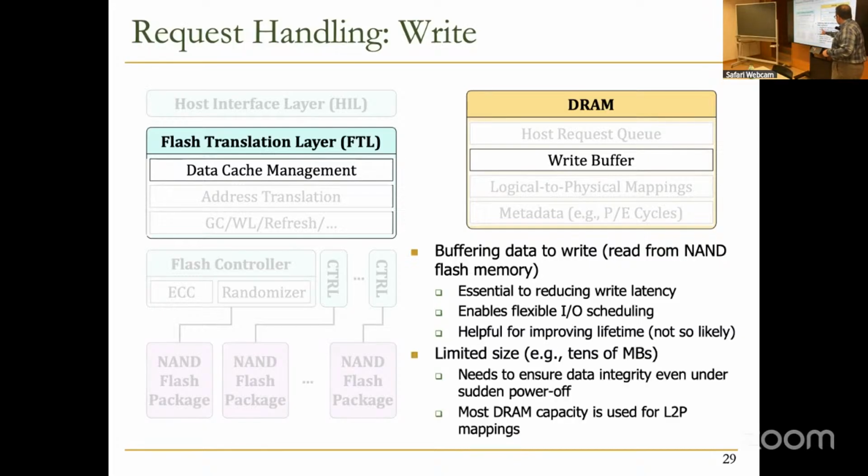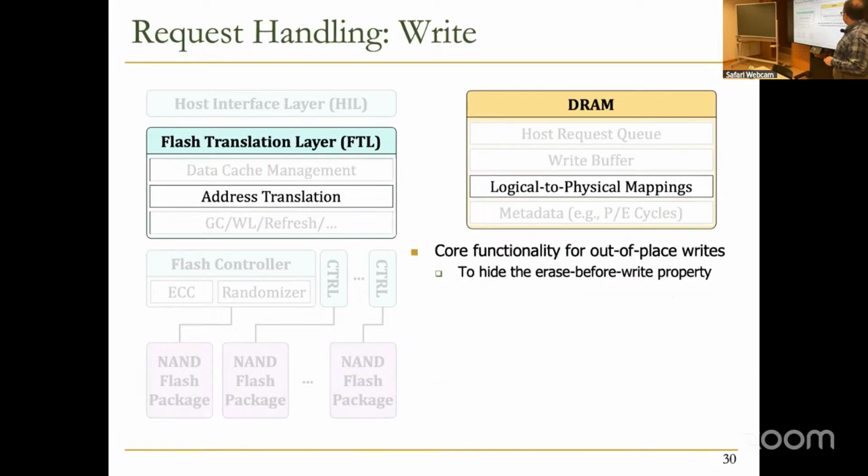So as I said, the size is limited to tens of megabytes, because it needs to ensure data integrity even under sudden power off. And most DRAM capacity is used for logical to physical mapping, which we're going to see next.